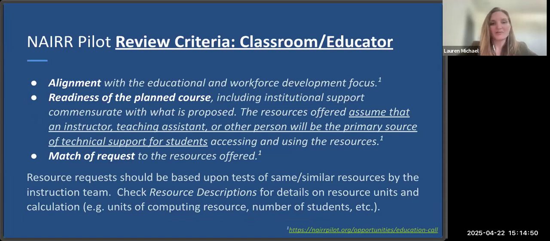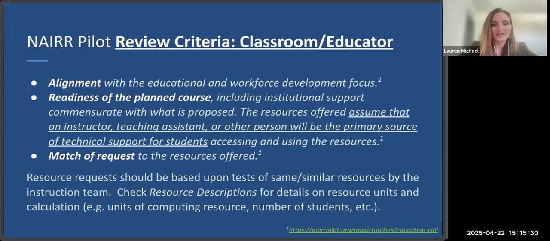The review criteria for Classroom/Educator proposal submissions is as follows. The proposal must demonstrate alignment with the educational and workforce development focus, and it must demonstrate that the course is ready to teach. So the course syllabus should be ready to go with a specified start date, and instructors should have tested a majority of the course content on similar systems and with other individuals, such as TAs or in other classes. There is an expectation that resource providers are not the primary source of technical support for learners, such that proposals should address how instructors will support learners. Prior experience teaching previous classes with similar content or uses of technology is a plus for demonstrating readiness.